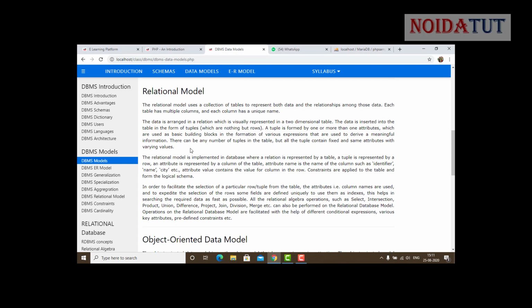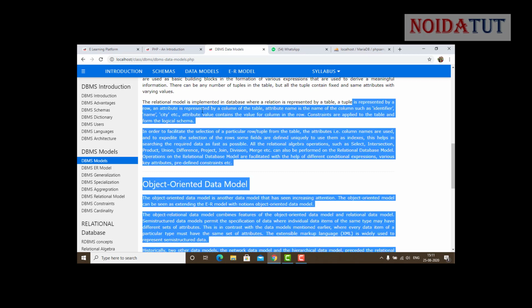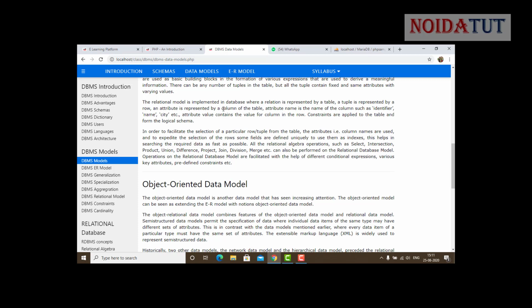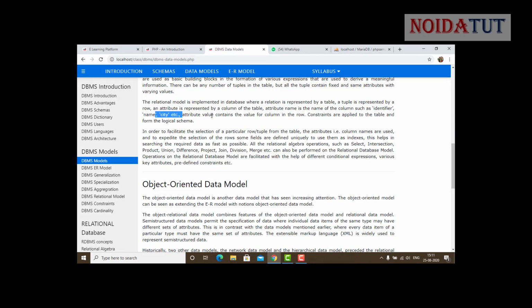Now, the relational model is implemented in a database where a relationship is represented by a table. A tuple is represented by a row. An attribute is represented by a column of the table. Attribute name is the name of the column such as identifier, name and city. The attributes in this table are ID, title, description, URL, category. Attribute value contains the value of a column in one row. Constraints are applied to the table and form the logical schema.